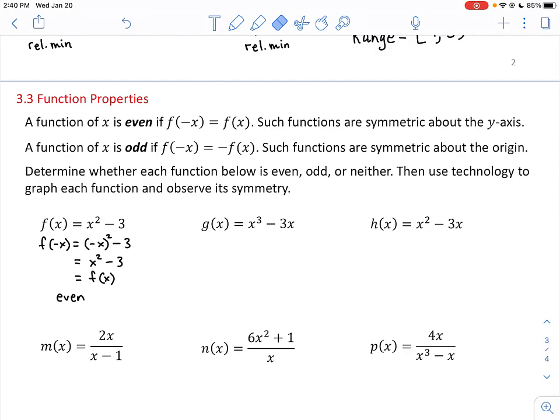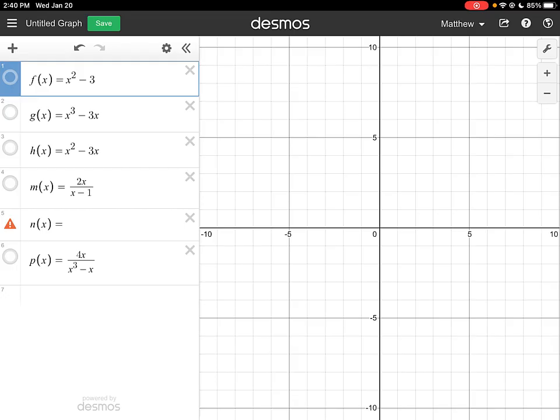Now we're going to use technology to see this symmetry. I've taken the liberty of typing in most of these functions already. I just now need to reveal them.